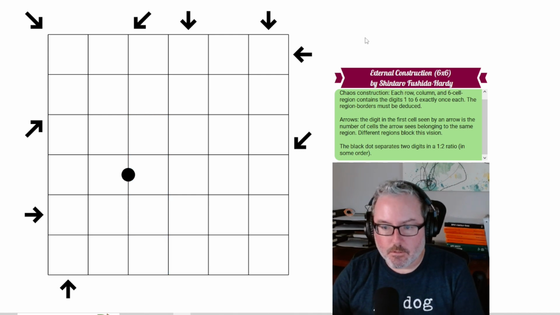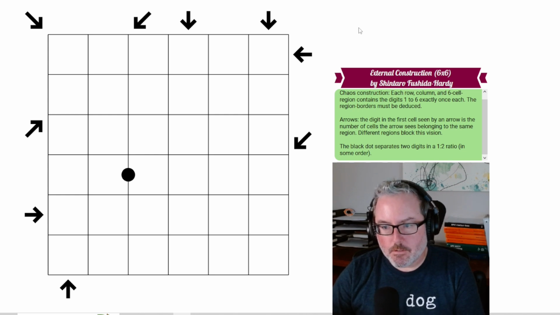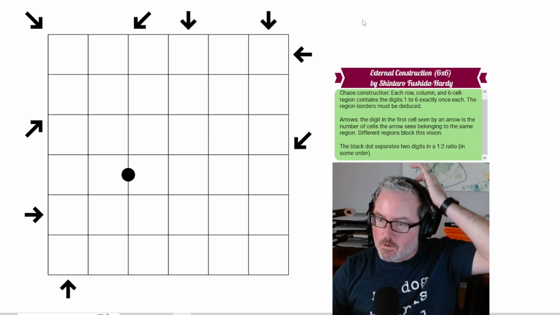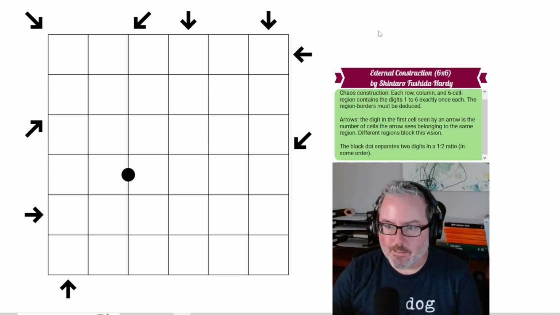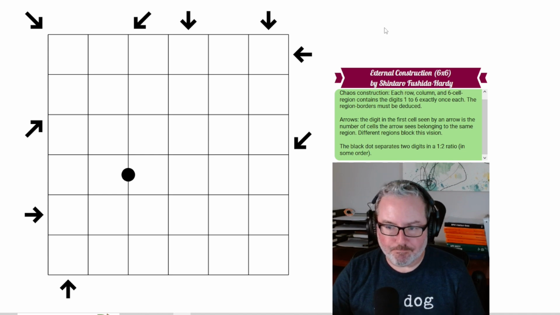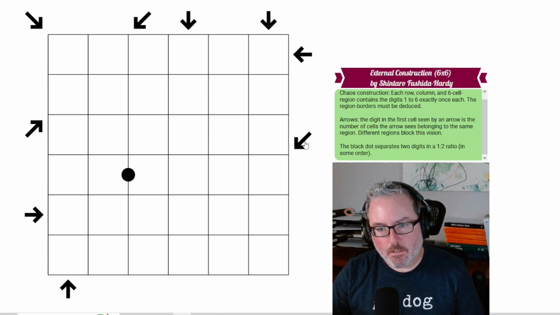And those rules go as such. Arrows. The digit in the first cell seen by an arrow is the number of cells the arrow sees belonging to the same region. Different regions block this vision. Okay, so let's walk through this and try to figure out what exactly that all means, because as I said, I've not done a ton of these. So let's look at this diagonal arrow here.